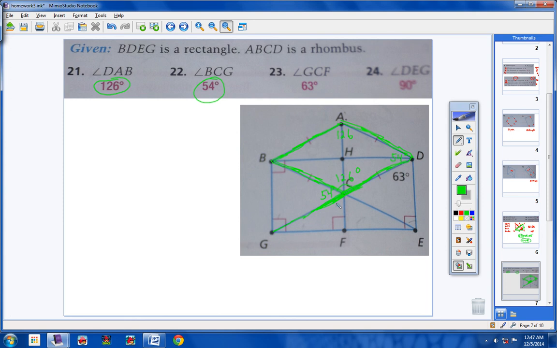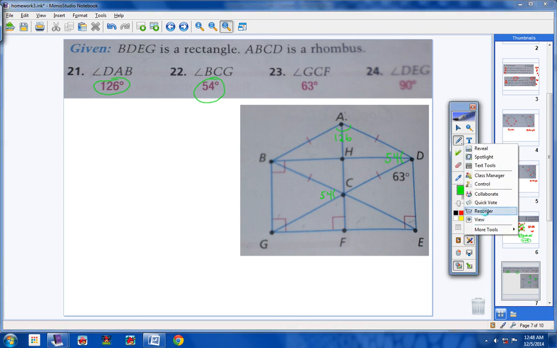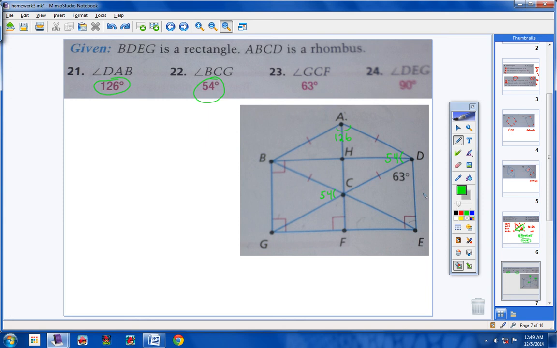GCF right here. GCF. I'm going to clear some of this off a little bit. Okay, now what do we have? We had this whole angle here was 54, I believe. And this whole angle here was 126. And this angle here was 54 degrees, okay? Now we're looking for the angle of GCF, this angle right here. So students, the angle I'm trying to solve for is angle GCF, this angle here with a dot.